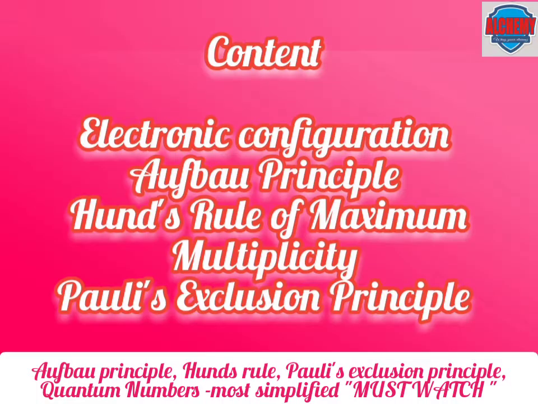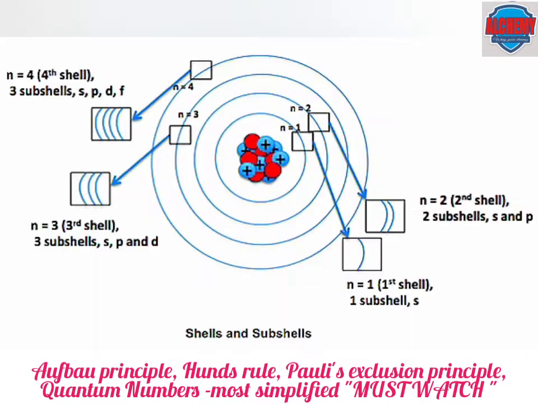In this session, we are going to discuss electronic configuration, Aufbau Principle, Hund's rule of maximum multiplicity, and Pauli's Exclusion Principle. In the last class, we studied that the shells are further divided into subshells and the orbitals are present inside the subshells.